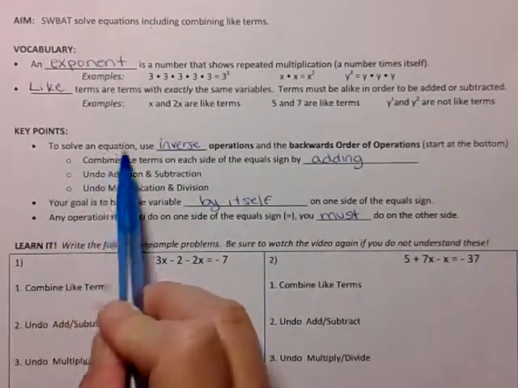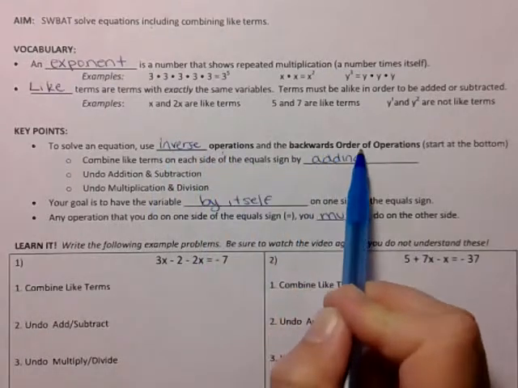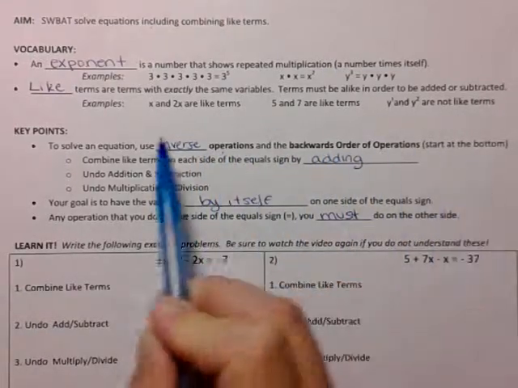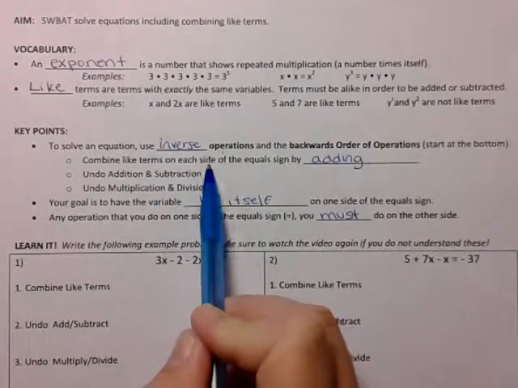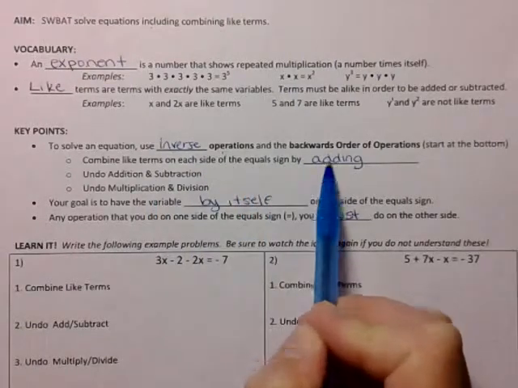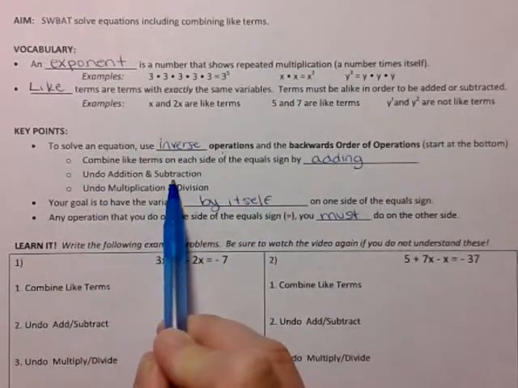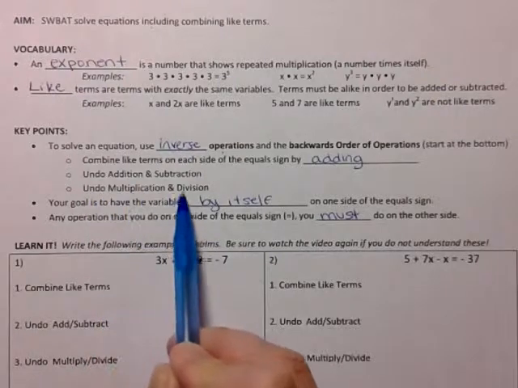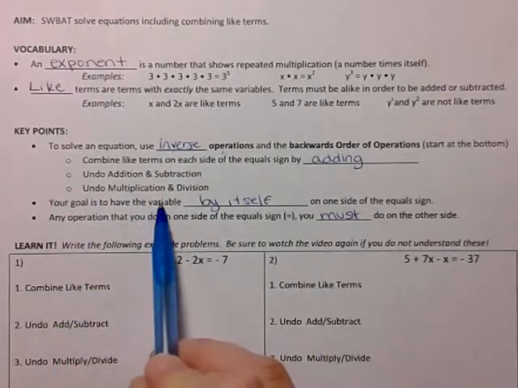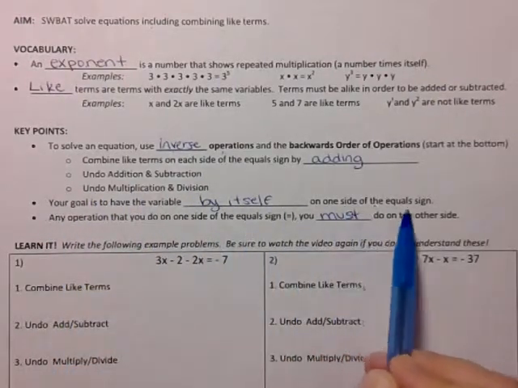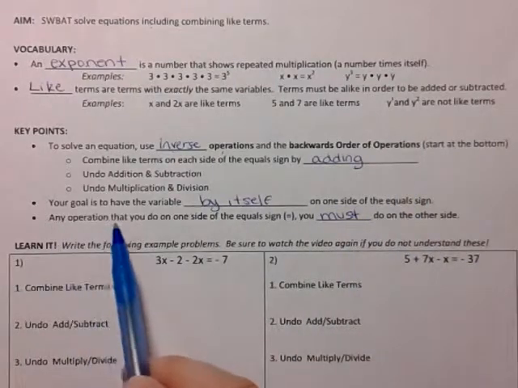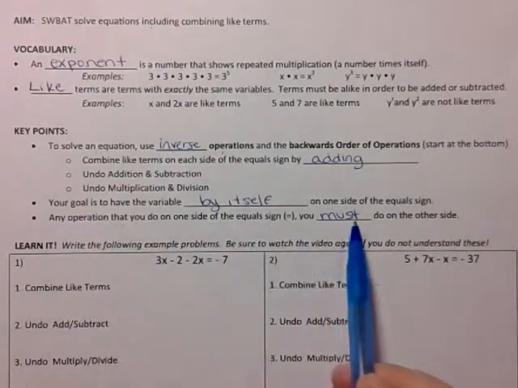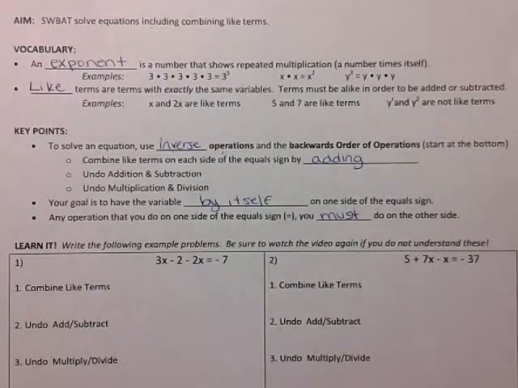Key points. To solve an equation, use inverse operations and the backwards order of operations starting at the bottom. So first, combine like terms on each side of the equal sign by adding. Undo addition and subtraction next. Finally, undo multiplication and division. Your goal is to have the variable by itself on one side of the equal sign. Any operation that you do on one side of the equal sign, you must do on the other side. So let's look at some examples.